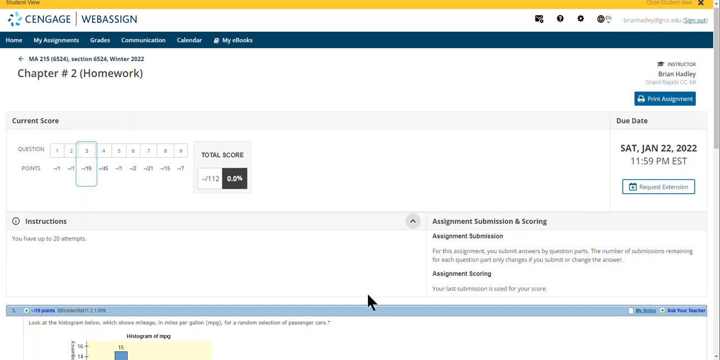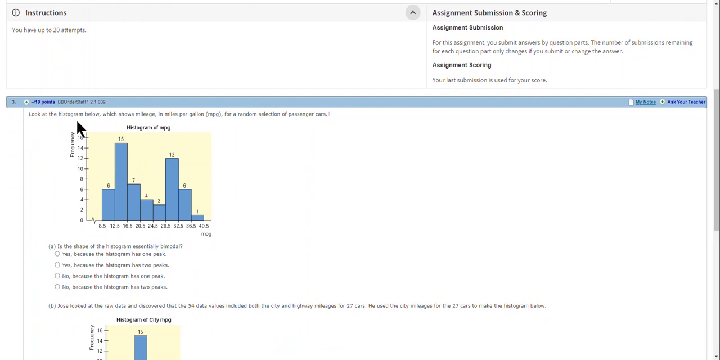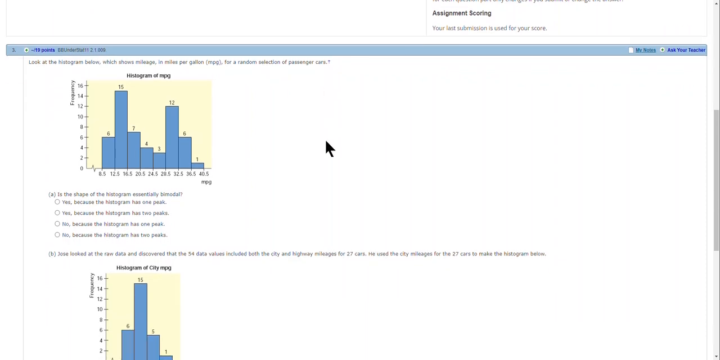Greetings, my statistics friends. This video is to help us look at a histogram, specifically with Chapter 2 homework, question number 3. Question number 3 describes a data set that shows the mileage in miles per gallon for a randomly selected group of passenger cars. This histogram talks about all of the cars' miles per gallon gas mileage for passenger cars, histogram of miles per gallon, and this is frequency.